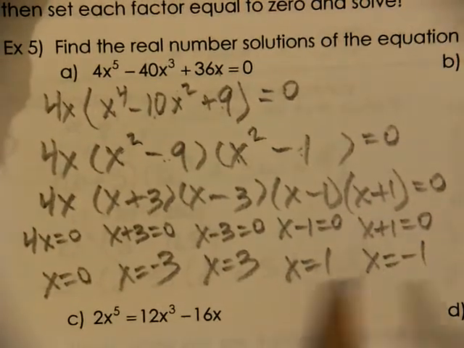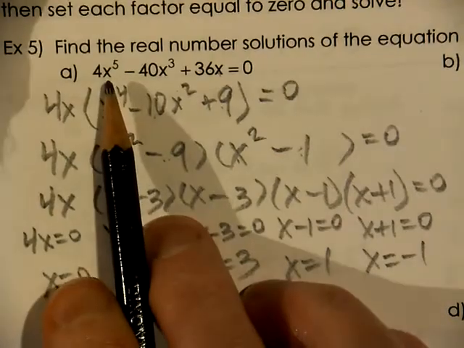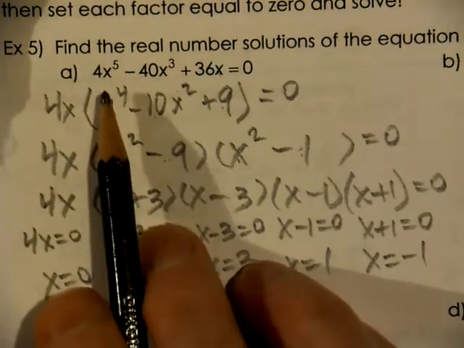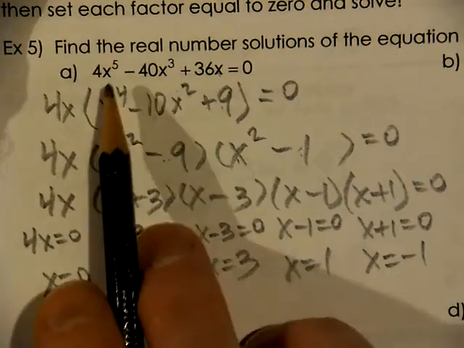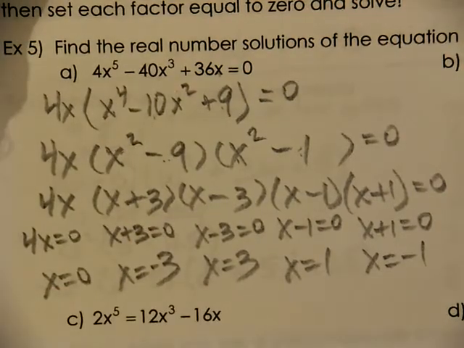So notice we have 1, 2, 3, 4, 5 terms. Because this was 5th degree, we're going to have up to 5 terms. Sometimes it might be a repeat of the same term, so that's called a double zero. But in this case, they're all separate. They're all separate zeros on the graph.